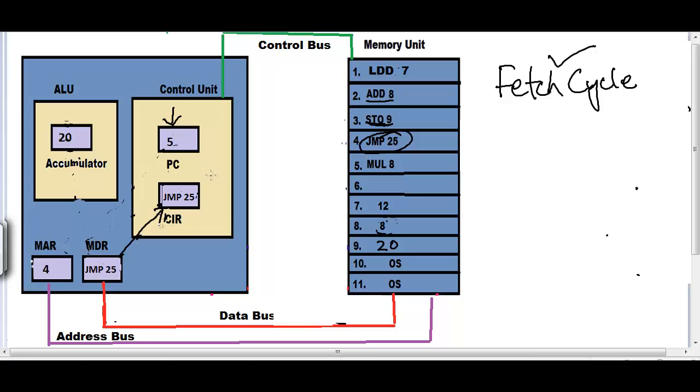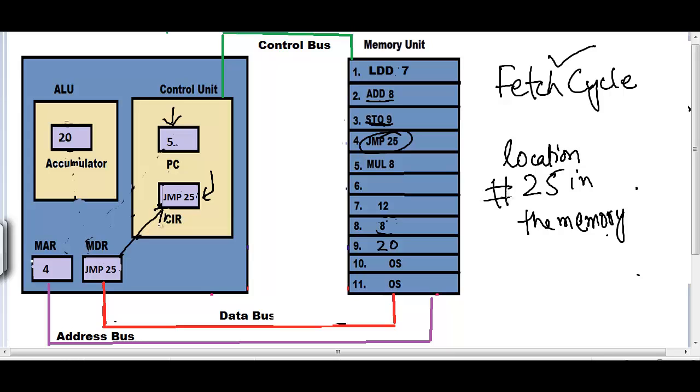So the jump instruction is decoded by the decode unit, and when it is decoded, this instruction tells us that the next instruction is going to be fetched from location number 25 in the memory. So this jump instruction is telling us that the next instruction to be fetched is the instruction lying at location number 25, whereas the program counter is telling us that the next instruction to be fetched is instruction number 5.